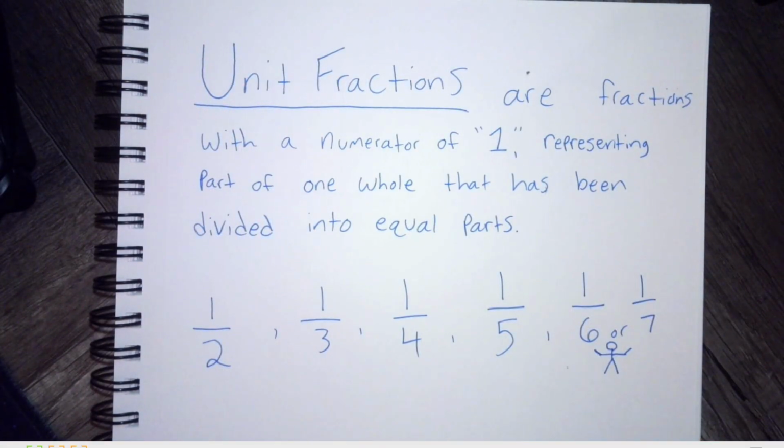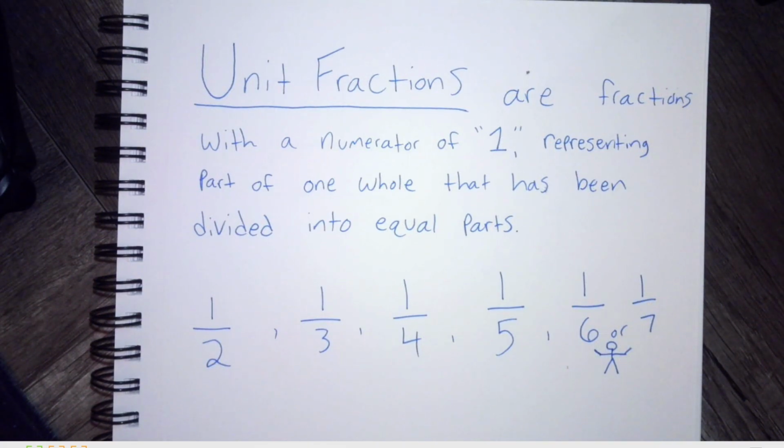But anyway, all of these have one thing in common, and that is their numerator of 1. So 1/2 is 1 out of 2 pieces. 1/3 is 1 out of 3 pieces. And then so on. 1 out of 4, 1 out of 5, 1 out of 6, 1 out of 7.